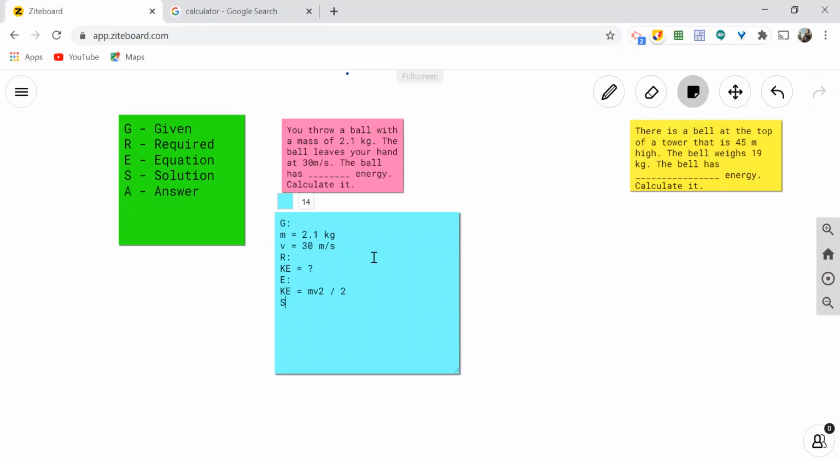Okay, then the solution. KE or kinetic energy is equal to the mass. What is our mass? All you need to do is to substitute the given to the equation or to the formula that we're going to employ right now, which is 2.1 kilogram for our mass. Multiply it to our velocity, which is 30 meter per second, and we need to square that. And all in all, we're going to divide it by 2.